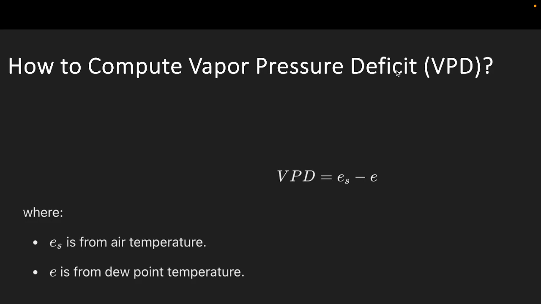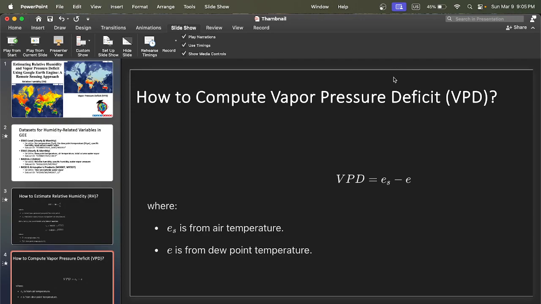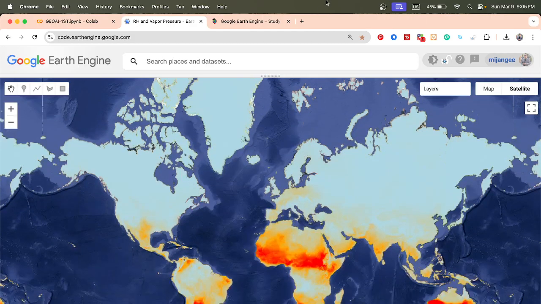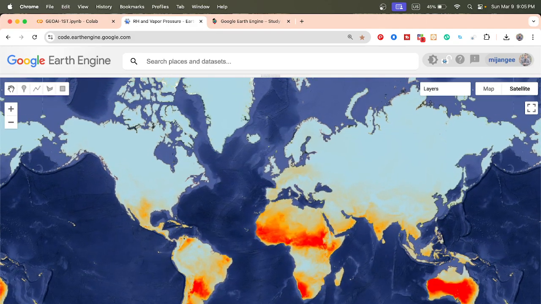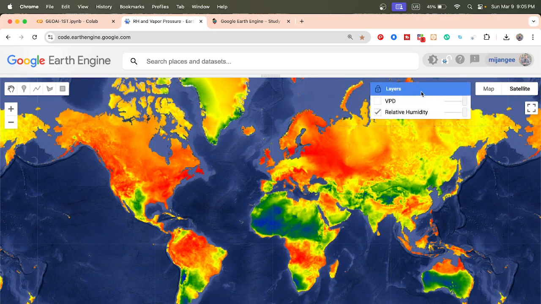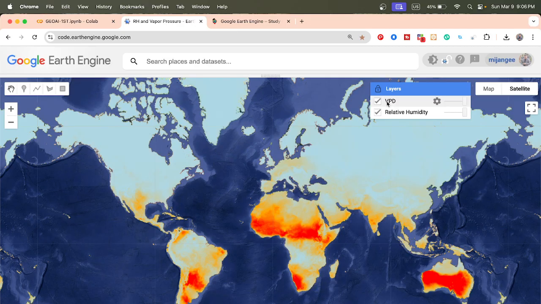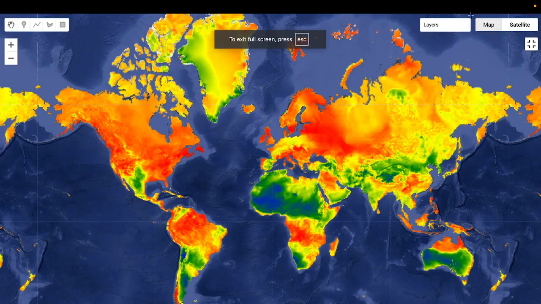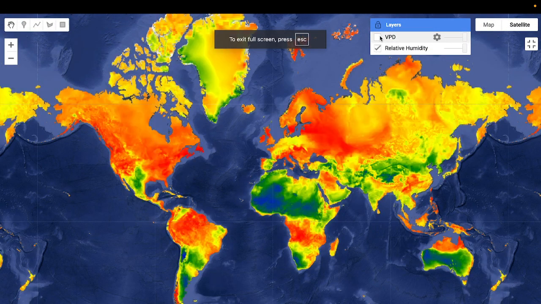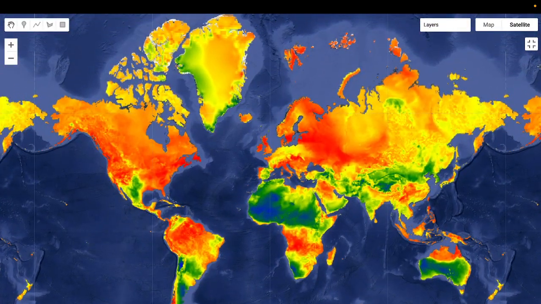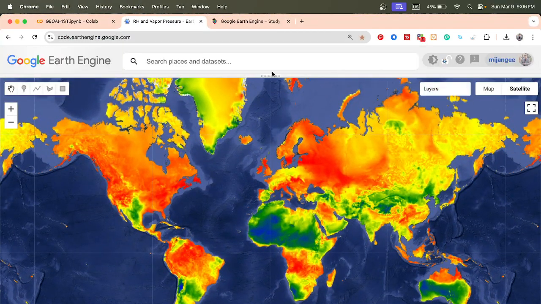So let's go. I will explain how we can compute this equation and get the final result. Here I already ran the code globally. If you check the result, this is the relative humidity we calculated for the whole world, and this is the vapor pressure deficit for the whole world. Now I will explain step by step how I calculate it using Google Earth Engine, so I hope you can easily get the idea and compute relative humidity and vapor pressure deficit yourself.